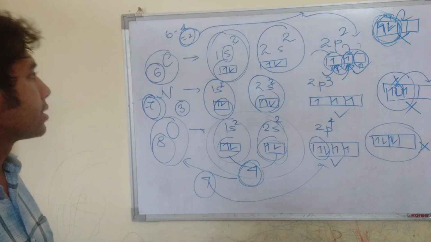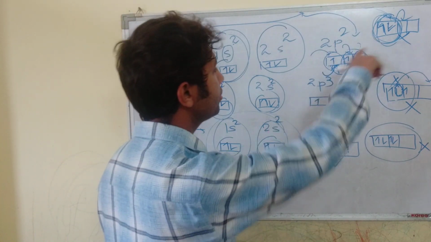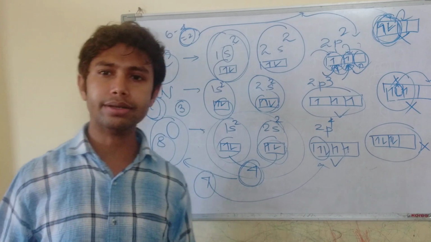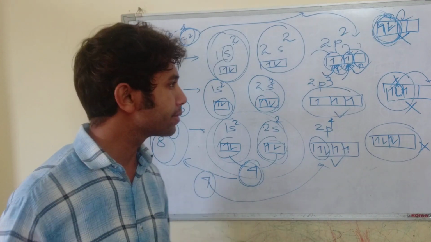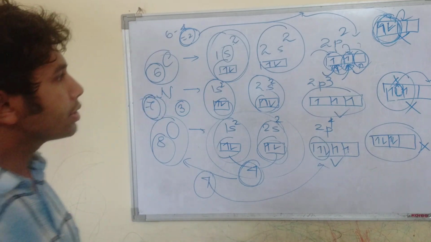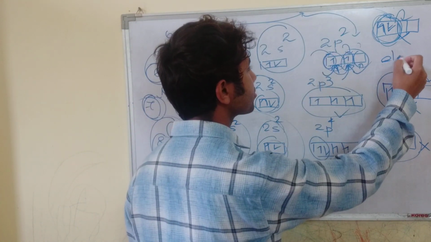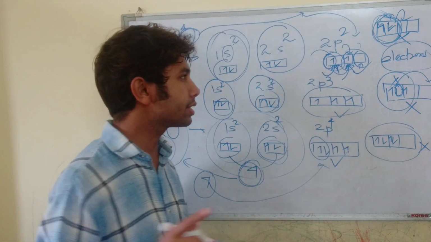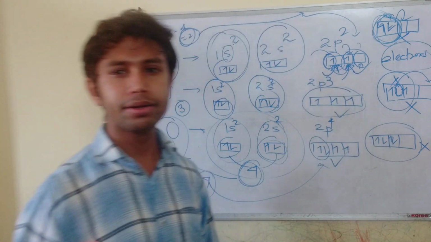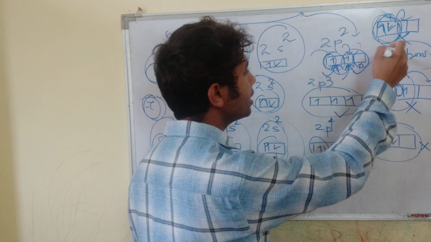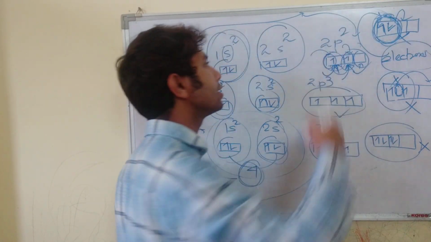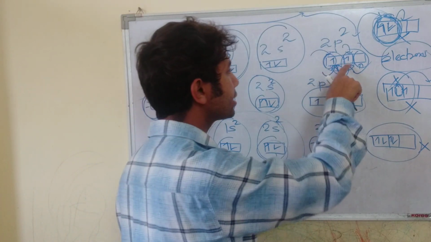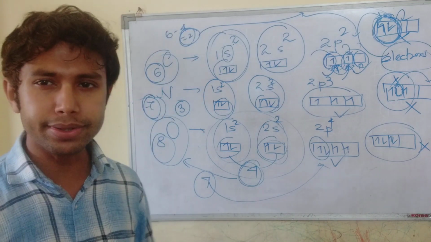Now we may see another thing: why we have to put the electrons in different orbitals first, and then pair up. The reason is that electrons have the same charge. If we put the same charge in the same orbital, then what happens? Repulsion arises. When we put them in different orbitals, this repulsion can be minimized.